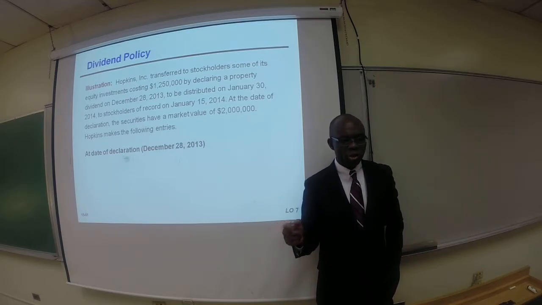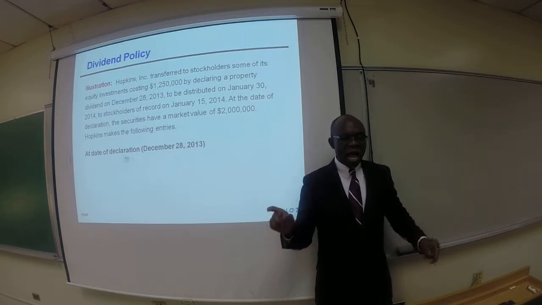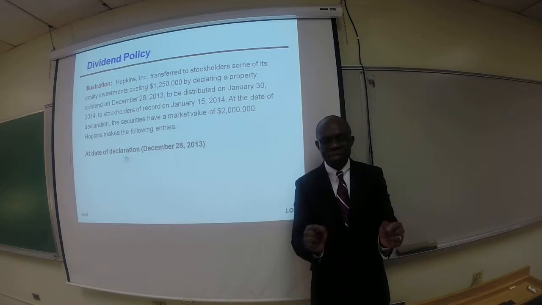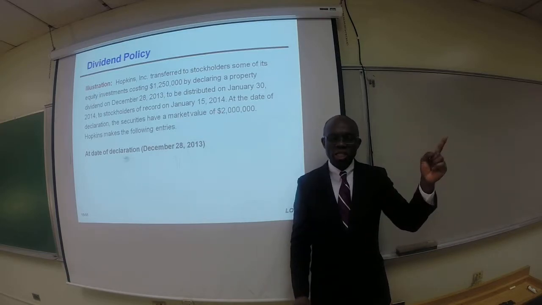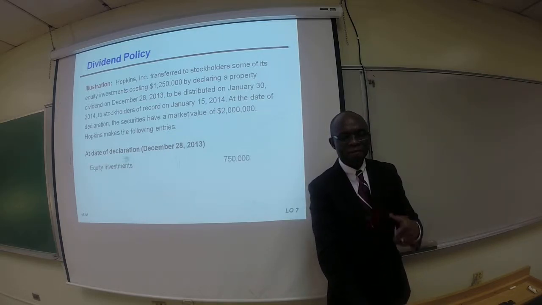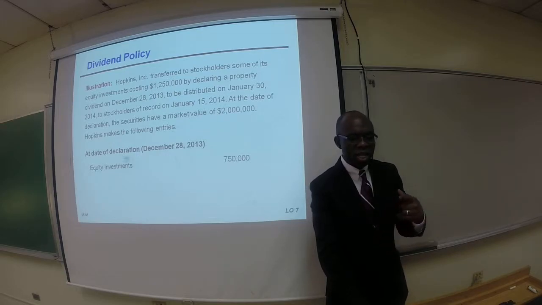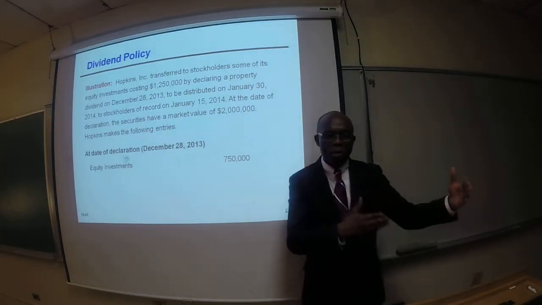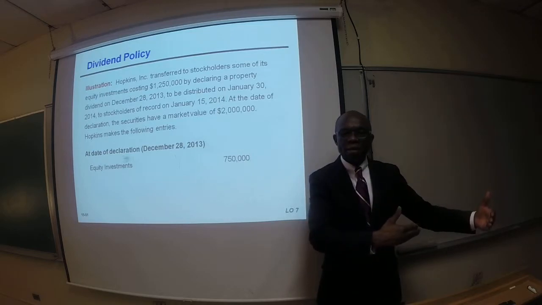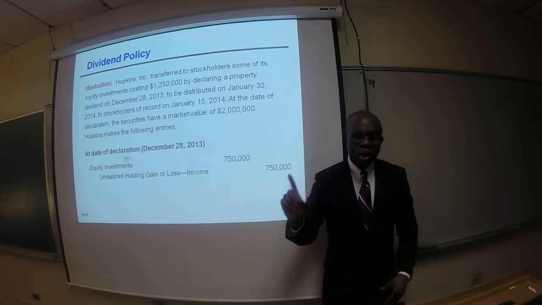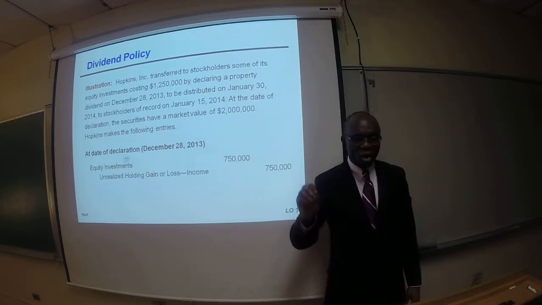to be distributed on January 30, 2014 to stockholders of record on January 15, 2014. However, on the date of declaration, the fair market value of that investment was $2 million. It cost them $1.25 million. So the first thing we need to do is to restate the fair market value of the stock. So the equity investment account, which has a debit balance of $1.25 million, we need to debit it by an additional $750,000, okay, because we are restating it. Then we credit unrealized holding gain or loss.